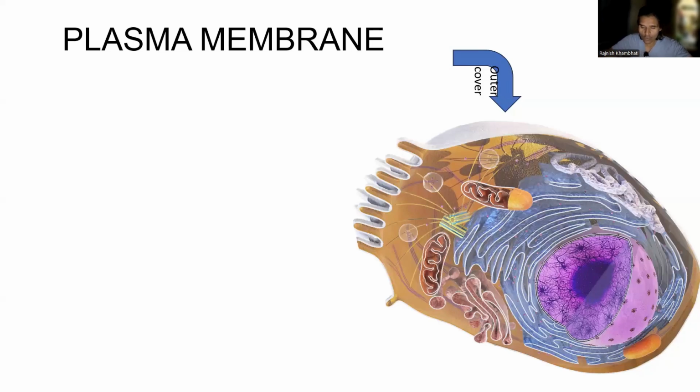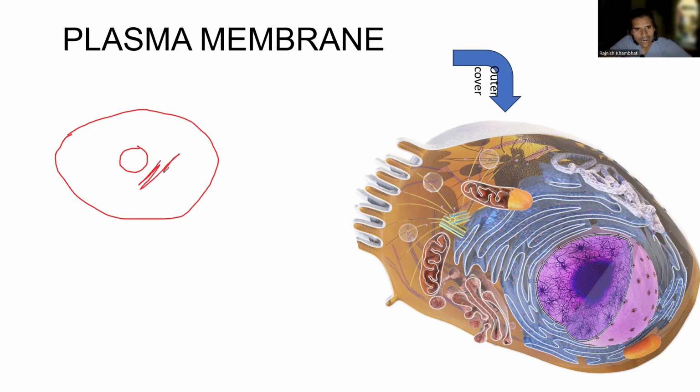Now let's move towards the next topic, that is plasma membrane. Why plasma membrane? Because let me draw it for you. In a cell, we can see three main basic structures. The very outer structure is the plasma membrane. Then inside, at the center, the nucleus. And the surrounding structure is the cytoplasm.